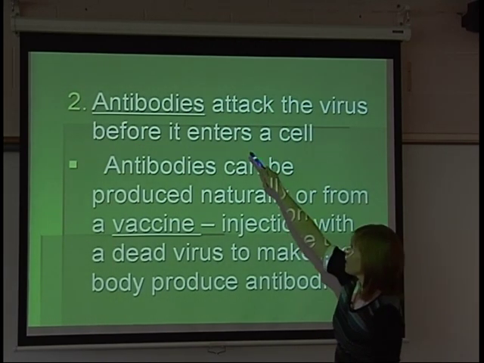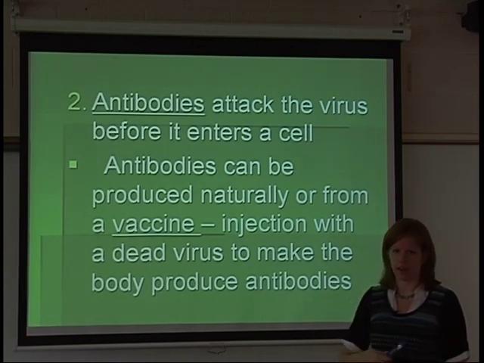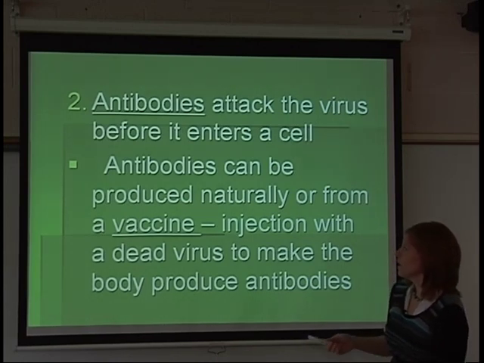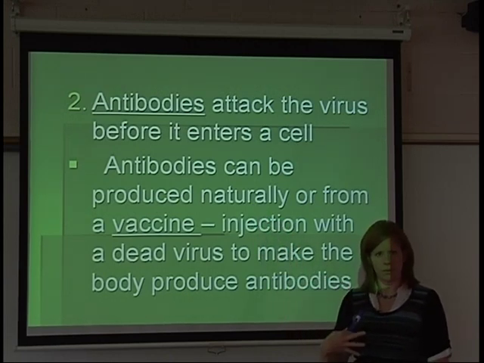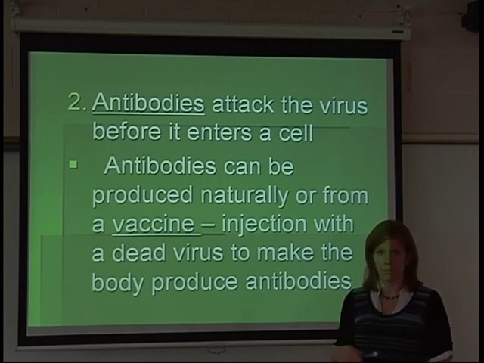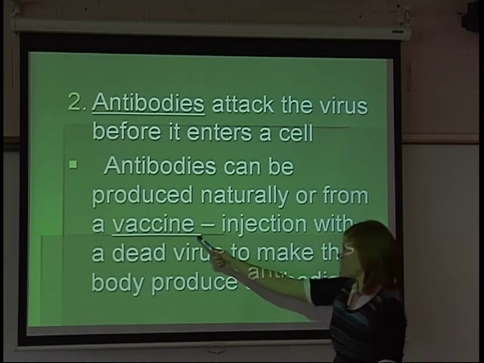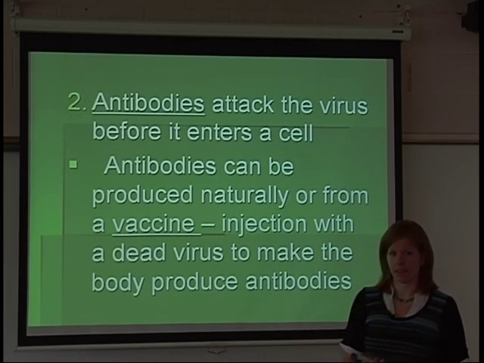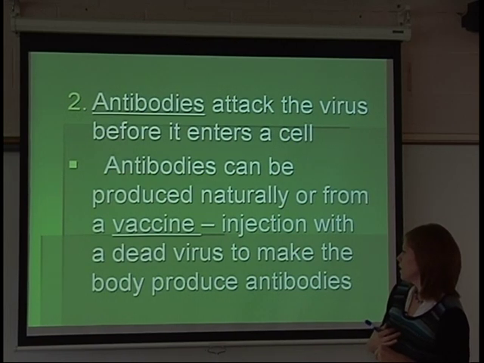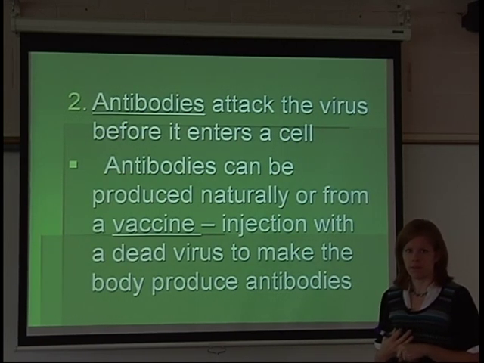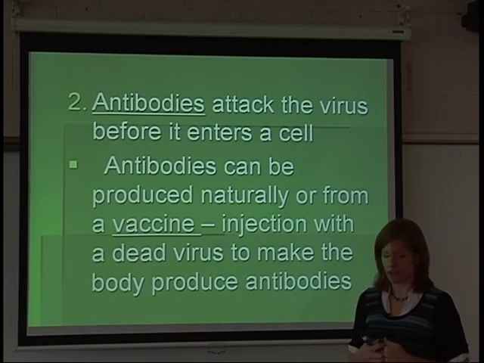We also have antibodies, which are proteins in the body that are specifically for attacking a certain virus. You can produce these naturally. If you are exposed to a certain flu virus, you'll naturally build antibodies to kill it for next time. Or you can have a vaccine where they inject into you either a killed virus, a dead virus, or a very, very weak virus to make your body produce the antibodies without actually making you sick.